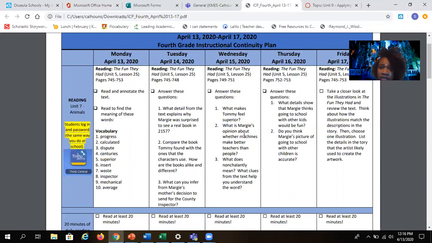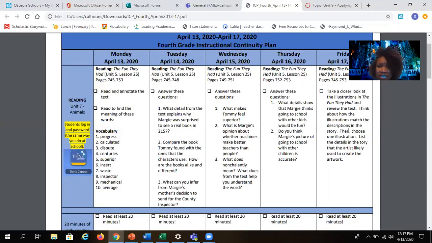Thursday, what details show that Margie thinks going to school with other kids would be fun? That was towards the end, and they explicitly state that. So make sure you go look at the end of that text. And then 2, do you think Margie's picture of going to school with other children is accurate? And you are pros on this because you go to school with other children. So do you feel like how she felt in the story is accurate with how you feel when you're going to school with your classmates?